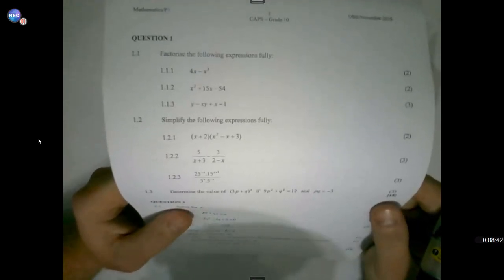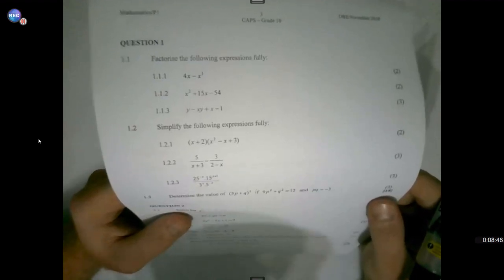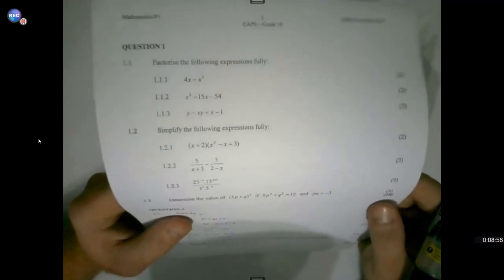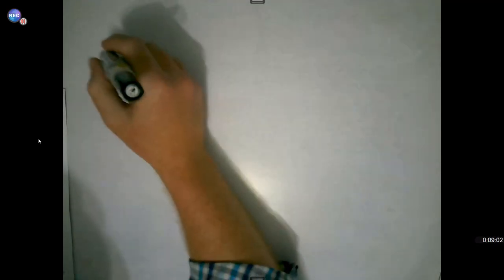So our next question in this regard is 1.2, where they say simplify the following expressions fully. Simplification means to make it as small as possible, and if there are brackets involved, that the brackets should fall away. You need to find a way to get rid of the brackets. Okay, so let's jump into 1.2.1.